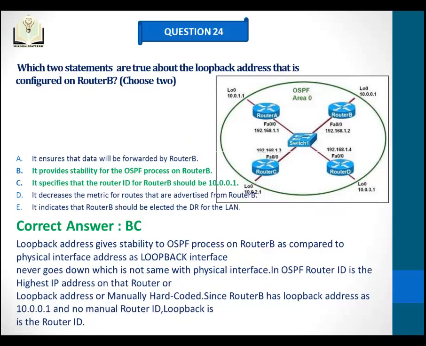And the answer is: it provides stability for the OSPF process on router B, and it specifies that the router ID for router B should be 10.0.0.1.